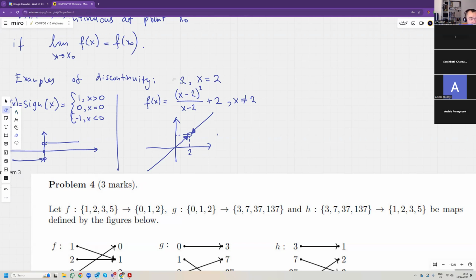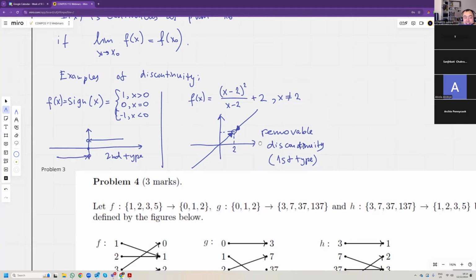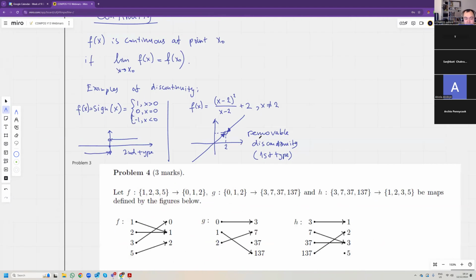So it's a removable discontinuity. Discontinuity is the first type, and this is the second type. It's an unremovable discontinuity. And finally, I promise to show you a function that is discontinuous at every single point.